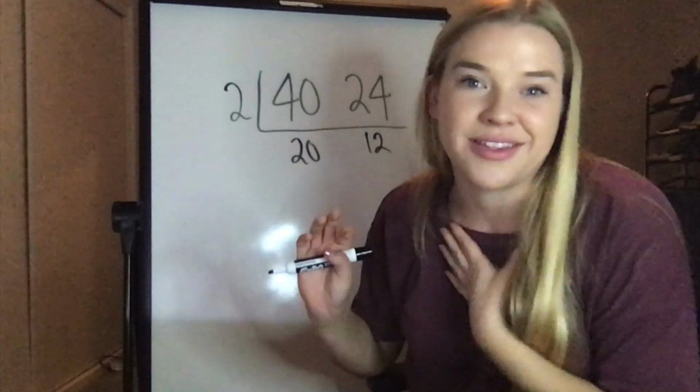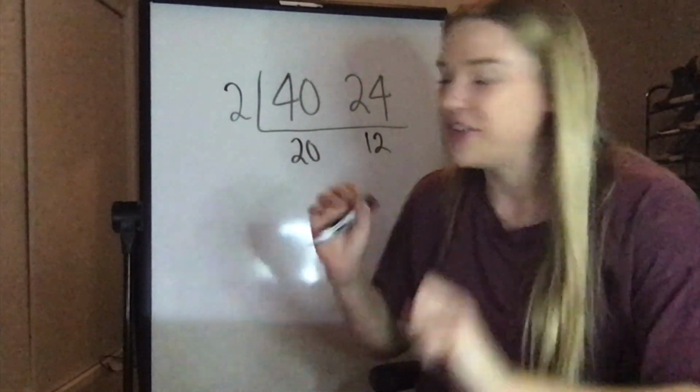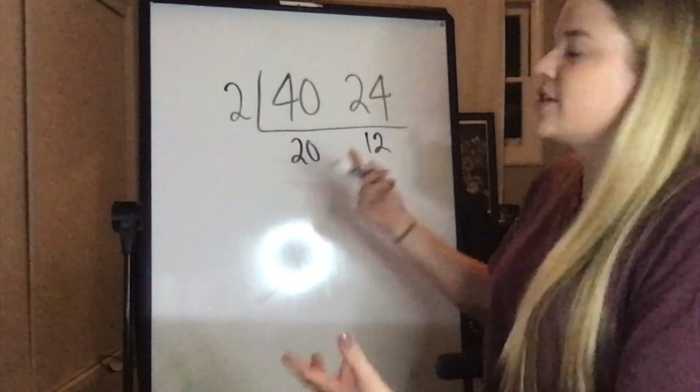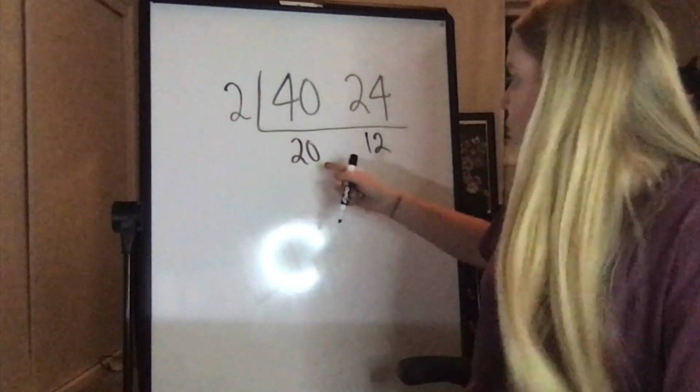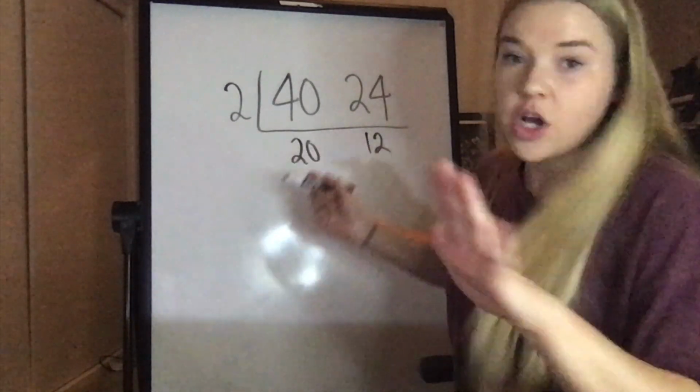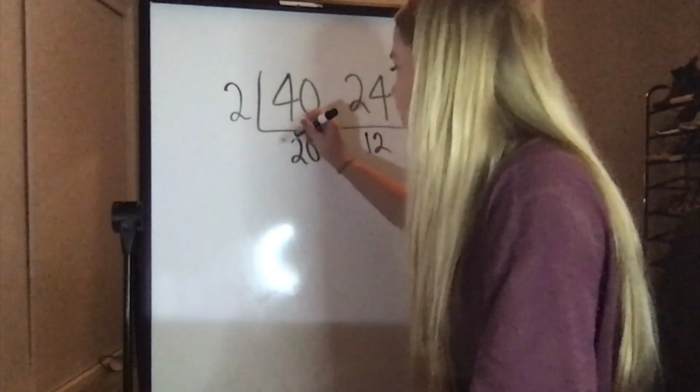I'm just trying not to make this video 2 hours long. I'm trying to save you guys. And now I'm going to see, is there a number that goes into both 20 and 12? Well, 1, obviously, yes. 2 can go into 20, 2 can go into 12. So we know we're not done yet. So we have to add the next rung of our ladder.